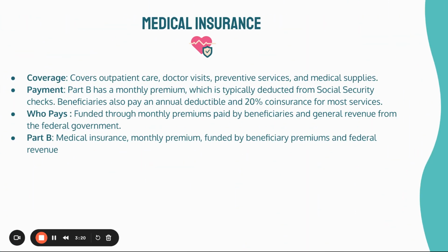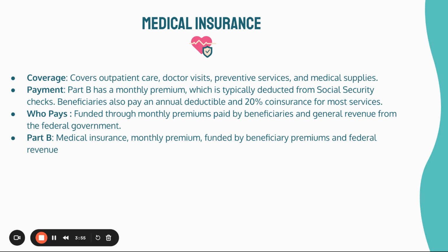So the Part B plan is called medical insurance. Part B covers outpatient care, doctor visits, preventive services, and medical supplies. Part B has a monthly premium, which is typically deducted from Social Security checks. Beneficiaries also pay an annual deductible and 20% co-insurance for most services. Unlike Part A, Part B is not completely free, but it has a premium.